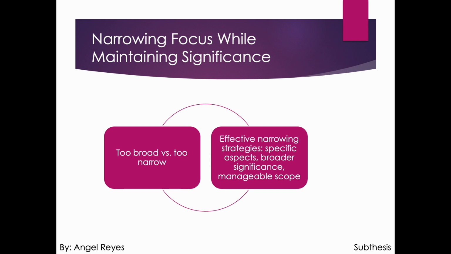One of the key challenges in developing research problems is finding the right balance. Problems that are too broad are difficult to research effectively. They lack specificity and often require resources beyond what's feasible. Conversely, problems that are too narrow may lack significance or wider application. Effective narrowing strategies include focusing on specific aspects, populations, or contexts, while maintaining a connection to broader significance. The goal is to create a manageable research scope that still allows for meaningful contribution to knowledge or practice. Finding this balance is essential for developing problems that are both researchable and worthwhile.